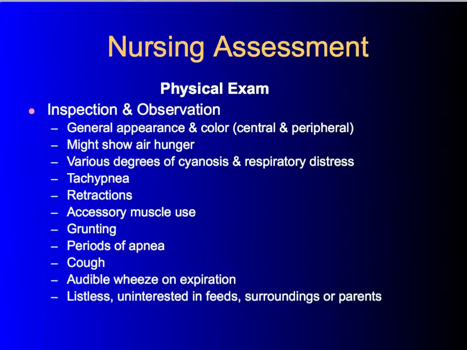The next part of the physical exam is inspection and observation. So you want to look at the general appearance and color of the baby, looking for central and peripheral color changes. They might show some signs of air hunger, looking for various degrees of cyanosis and respiratory distress, tachypnea, retractions, any accessory muscle use, grunting. They may have periods of apnea, a cough. You may hear an audible wheeze on expiration, and they may be listless or uninterested in feeds, surroundings, or their parents.